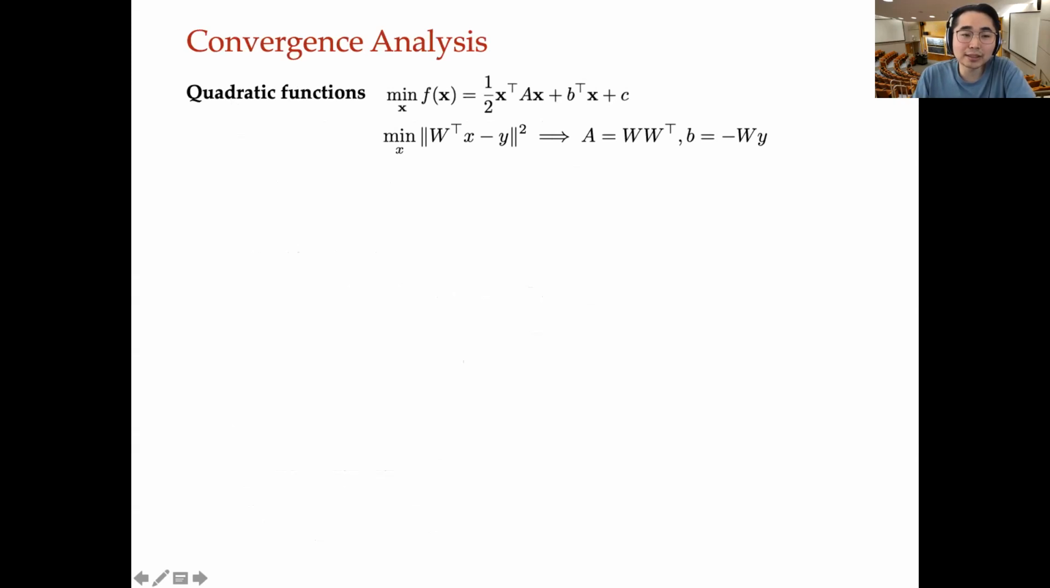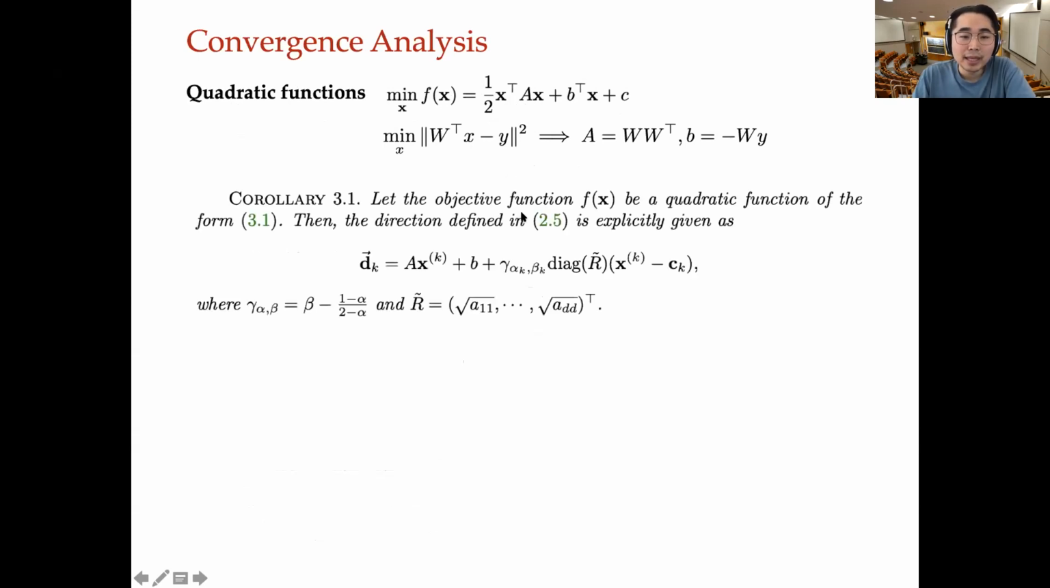Convergence analysis focusing on quadratic functions. Basically, I want to minimize this function, and this is a special case, because the linear regression problem can be a special case of this. If this is the case, we don't really need to go over the quadrature formula. We have an explicit formula, and the exact formula can be implemented almost with no additional cost.